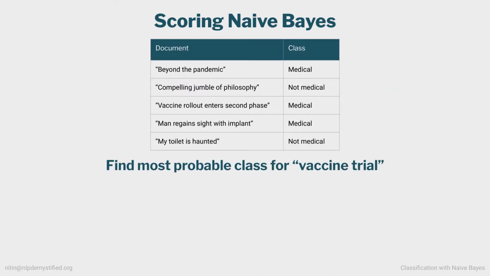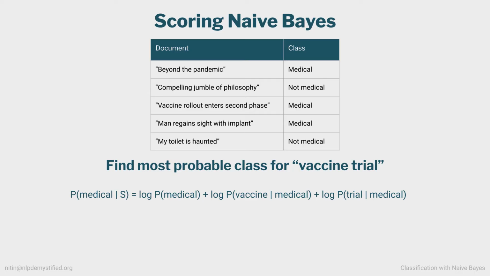Let's say we now want to classify a new document, in this case, vaccine trial, which we'll assign to the letter S. All we need to do is plug in the prior probability of the medical class and summate it with the log likelihoods of each word in the sequence.